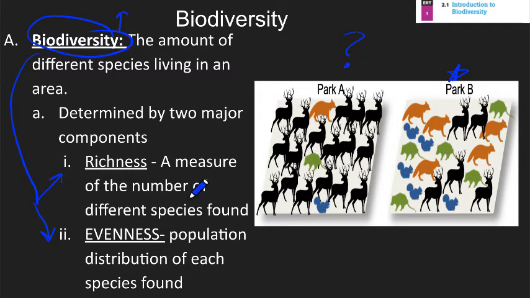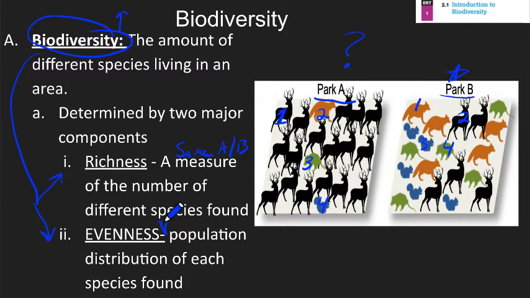But really think about this when we talk about richness. It's a measure of the number of different species found. How many different species are in Park A? We have 1, 2, 3, 4. How many different species are in Park B? 1, 2, 3, 4. So richness is the same in A and B. Evenness is what makes Park B more diverse.